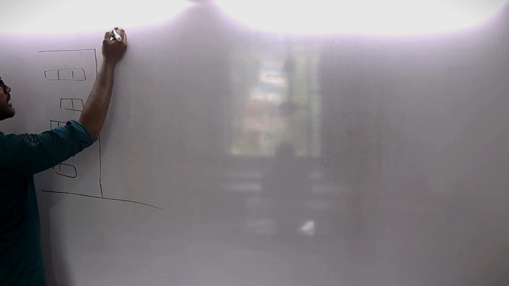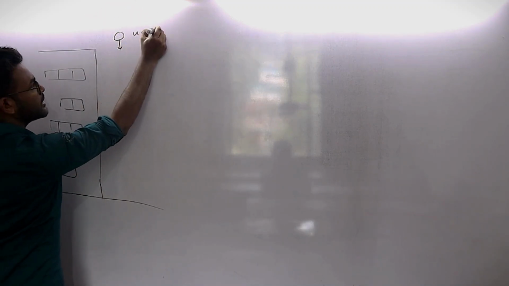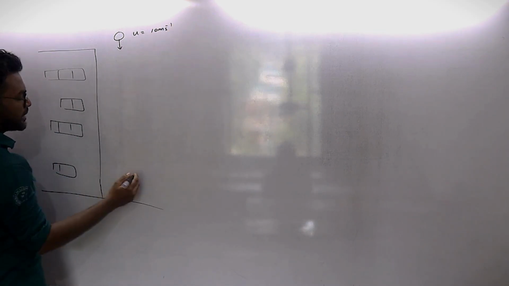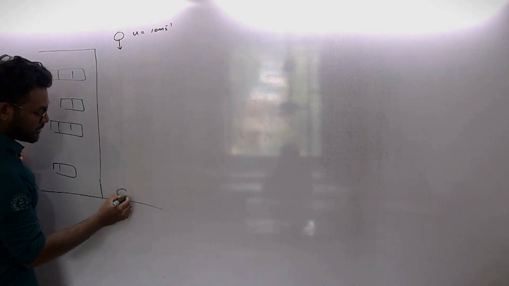Instead of just releasing it freely, it is being thrown downwards. So we're going to have the initial velocity here as 10 meters per second. පටන් ගන්නකොට විසික් කරලා යවලා තියෙන්නේ. And it hits the surface with 70 meters per second.